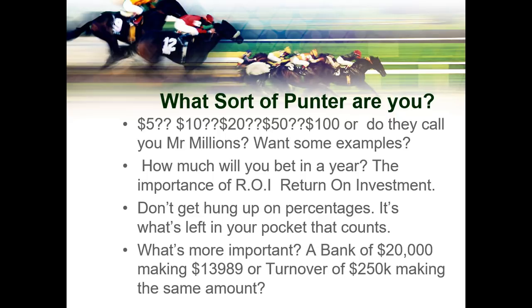What's more important? Having a bank of $20,000 making $13,989 for the year, or a turnover of $250,000, which is $5,000 a week, making the same amount. What you've got to understand is, with a bank of $20,000, you will have no trouble having $250,000 worth of bets for the year. But if you were to look around and say, hang on, I've got a bank of $20,000, there's no way I bet $250,000. Rubbish. Of course you do.